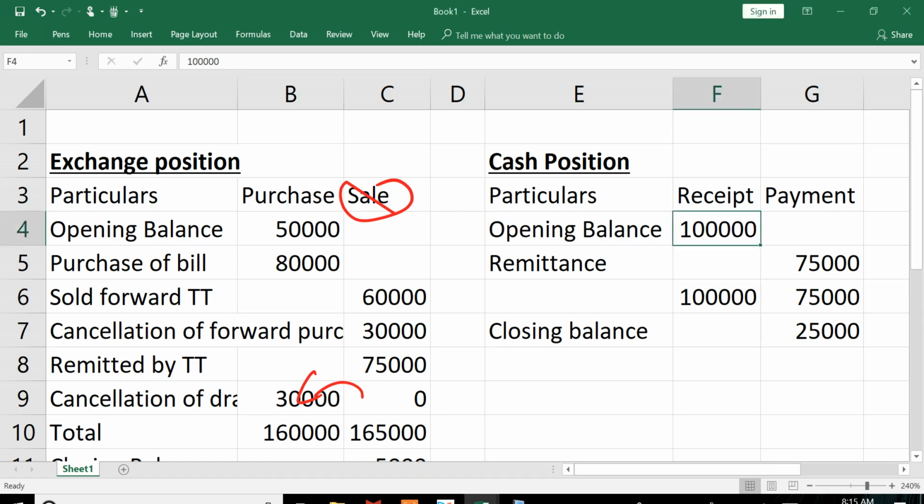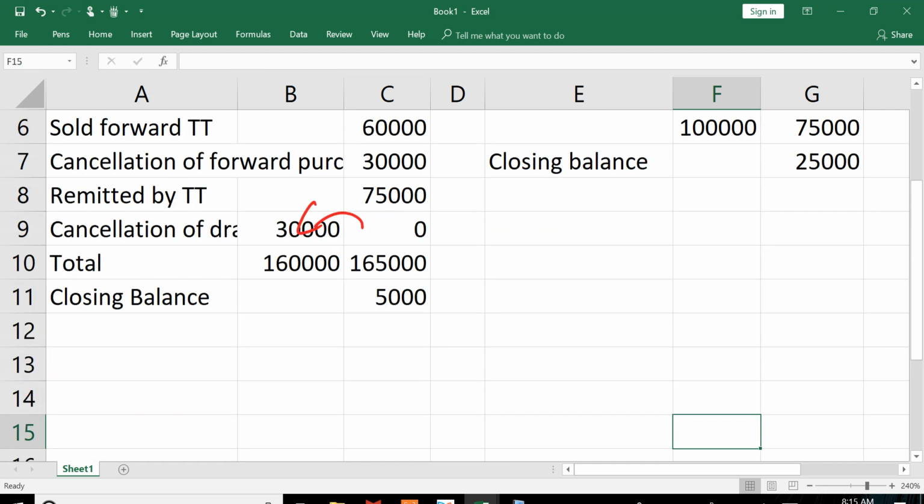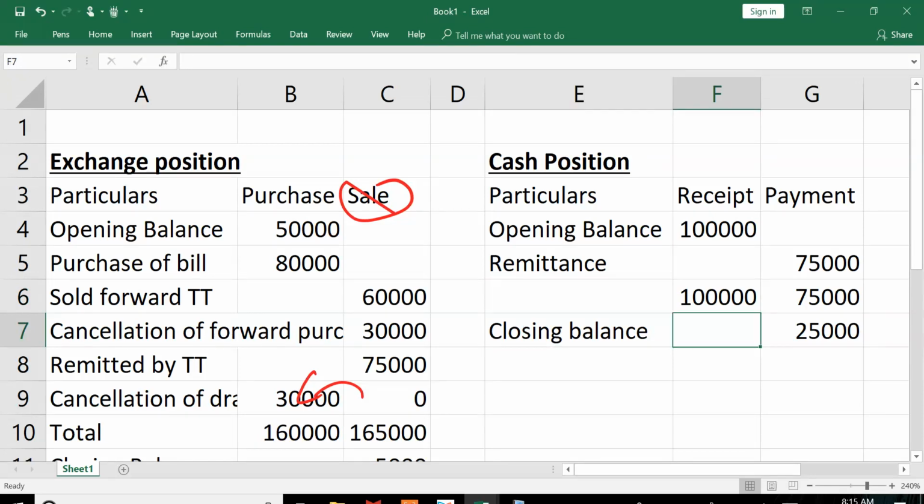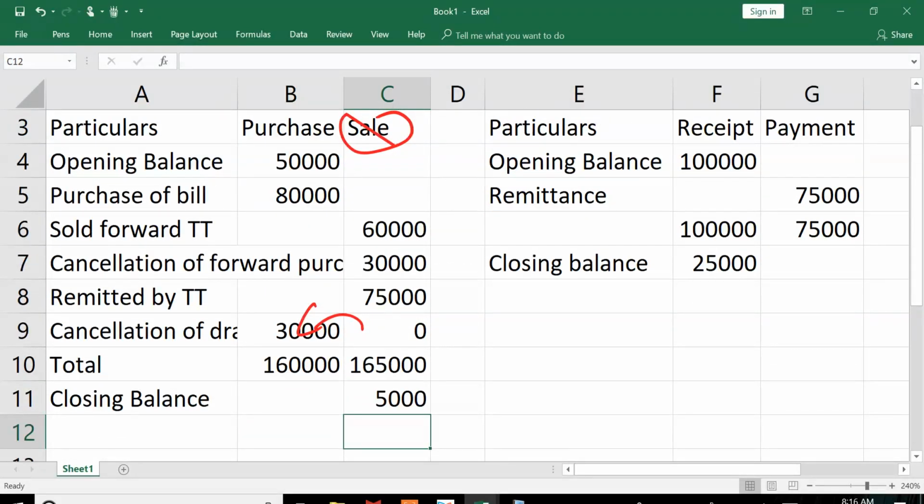So net I have this balance now, 5,000 and 25,000. Sorry, I should write it in this side. Closing balance is 25,000. This side it's 5,000. Any doubts on the closing balance figure? This 25,000 indicates that you have currencies of 25,000 in hand as of now, and this 5,000 indicates an oversold position. Like you had an overbought position, now you have an oversold position.